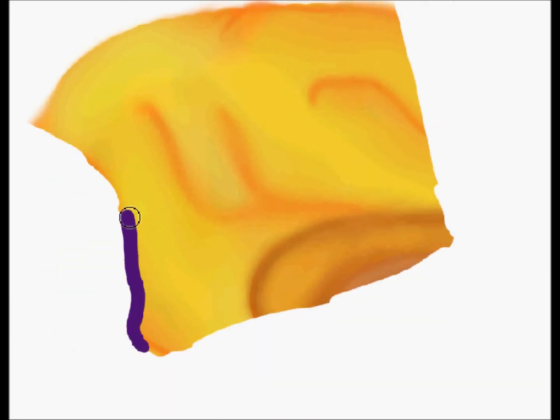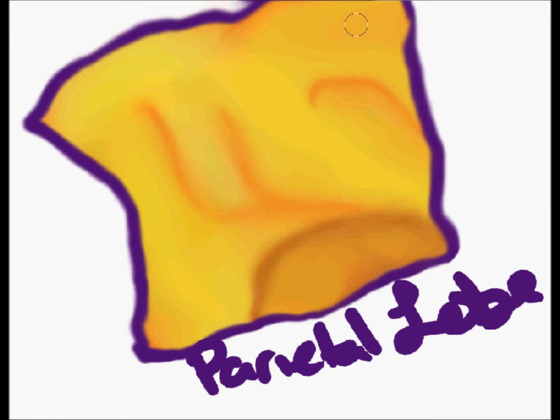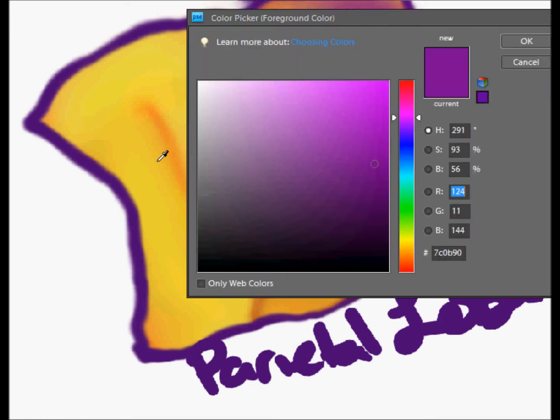This part is called the parietal lobe, which is in front of the occipital lobe. This includes the area that registers the sense of touch, also known as the sensory cortex.